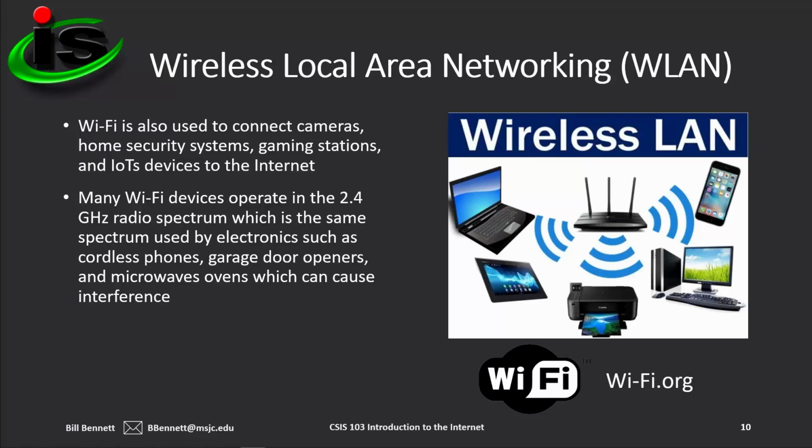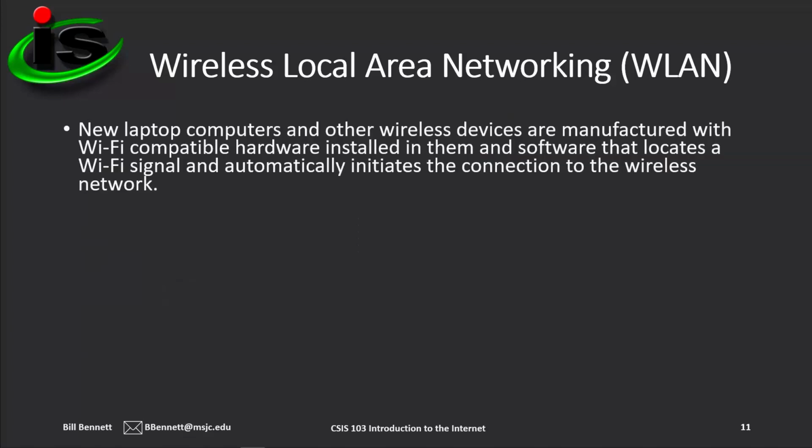For instance, you might have problems connecting to your access point when the microwave oven is running, depending on the proximity of the device and the access point to the microwave oven. Because this spectrum is unlicensed, it is free and thereby used by numerous devices. New laptop computers and other wireless devices are manufactured with Wi-Fi compatible hardware installed in them and software that locates a Wi-Fi signal and automatically initiates the connection to the wireless network.